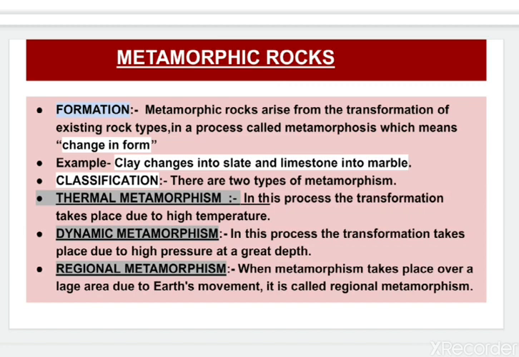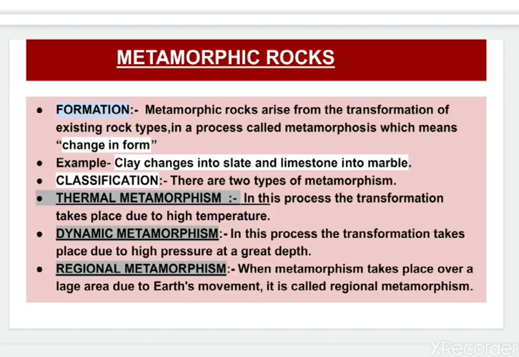Now let's learn about the third type of rock, metamorphic rock. First, the formation. Metamorphic rocks arise from the transformation of existing rock types in a process that we call metamorphosis. Metamorphosis means change in form. For example, clay changes into slate and limestone changes into marble. Remember, in metamorphic rock, the chemical and physical composition completely change.